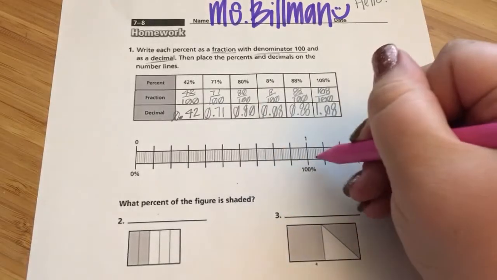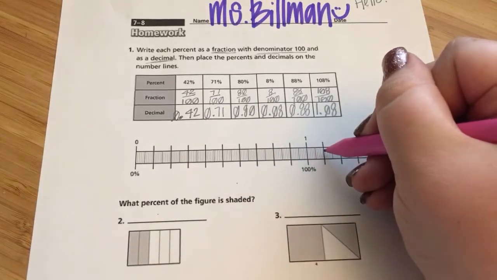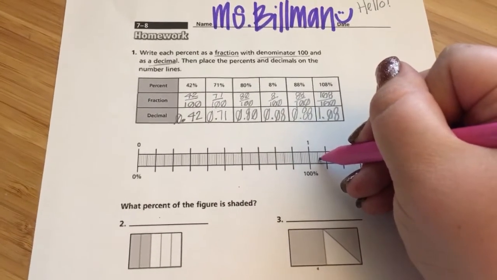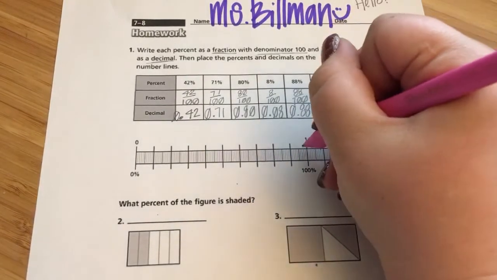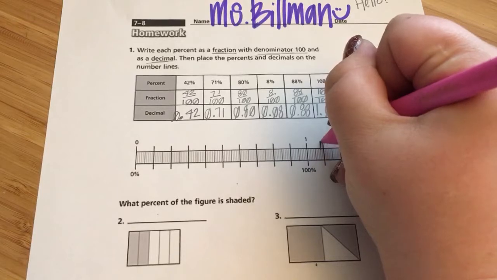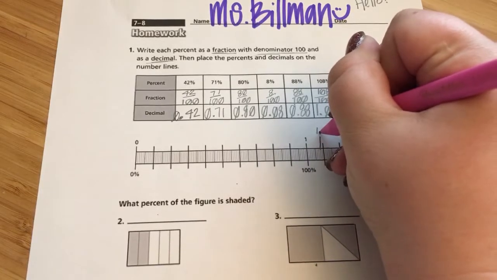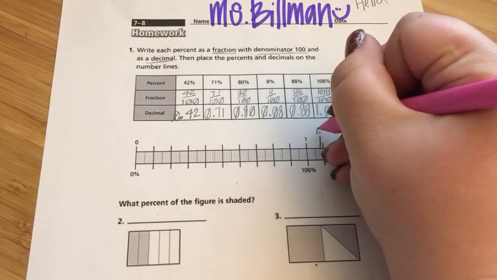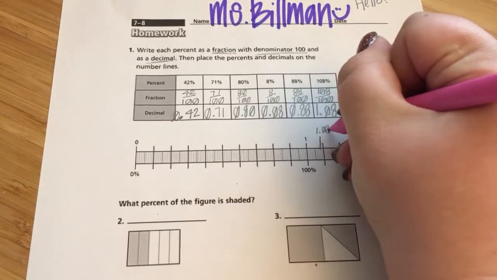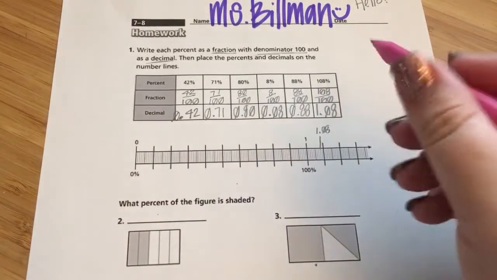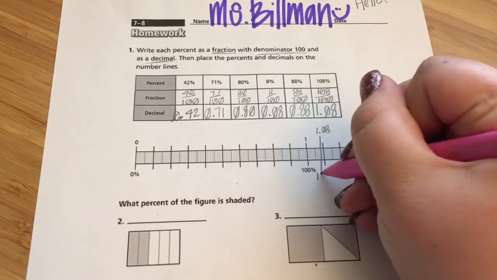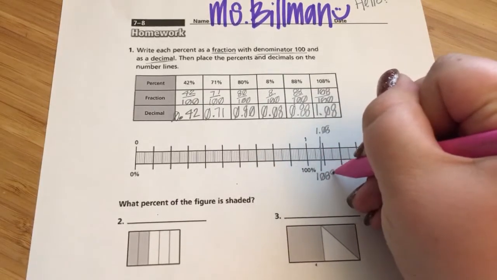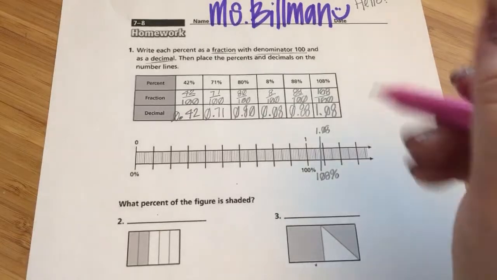Now, I'm going to graph these, and you'll see where I'm putting them on this number line. Each bold line is 10, so I'm counting them out and putting them where they need to be. So for 108, I would count to 100% and add 8, and I would label it 1.08 or 108%.